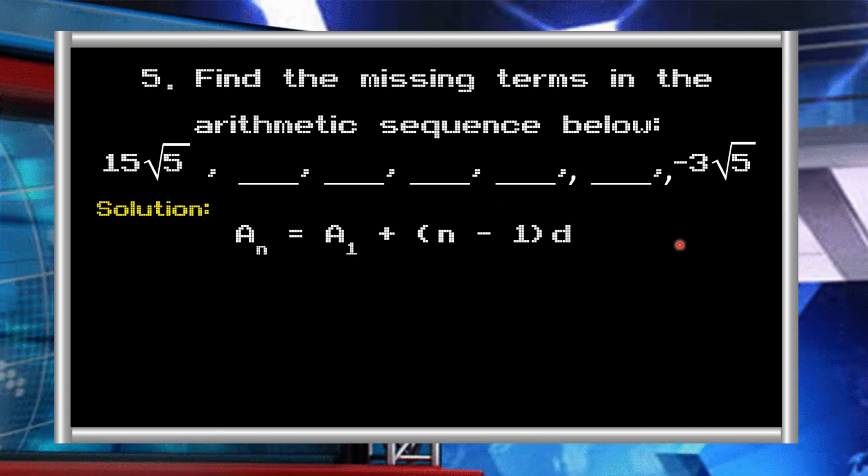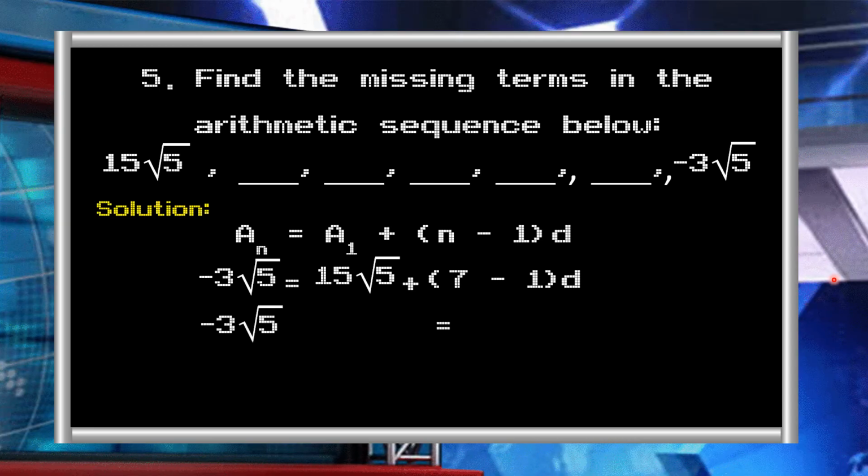So, substituting for the values, the last term is negative 3 square root of 5 equals the first term, which is 15 square root of 5, plus, remember na 5 yung arithmetic means na nawawala, plus yung first and last term, so we have 7 terms in all, minus 1, times the common difference. Now we have negative 3 square root of 5 is equal to 7 minus 1 is 6, times D is 6D.